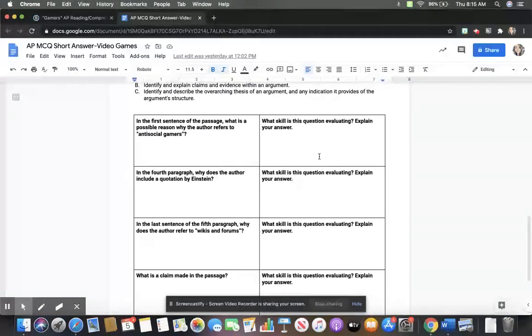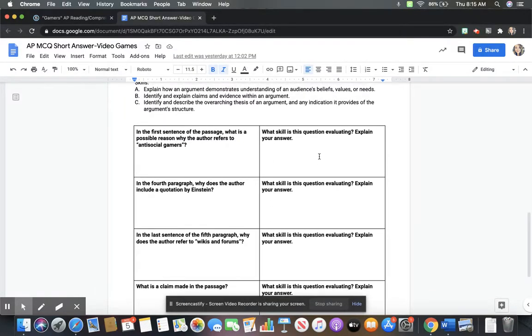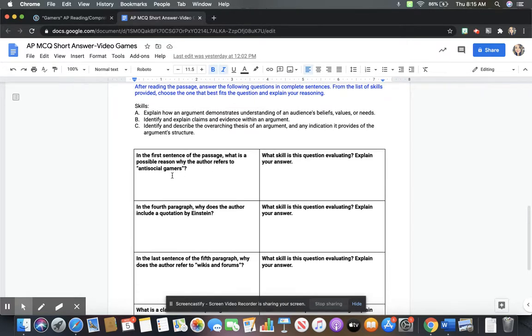And then on the right-hand side, what skill is this question evaluating? So, for example, number one, in the first sentence of the passage, what is a possible reason why the author refers to antisocial gamers? And so you have an argument that demonstrates understanding of an audience's beliefs, or explain claims and evidence within an argument, or an overarching thesis. So obviously it's not going to be claims and evidence.